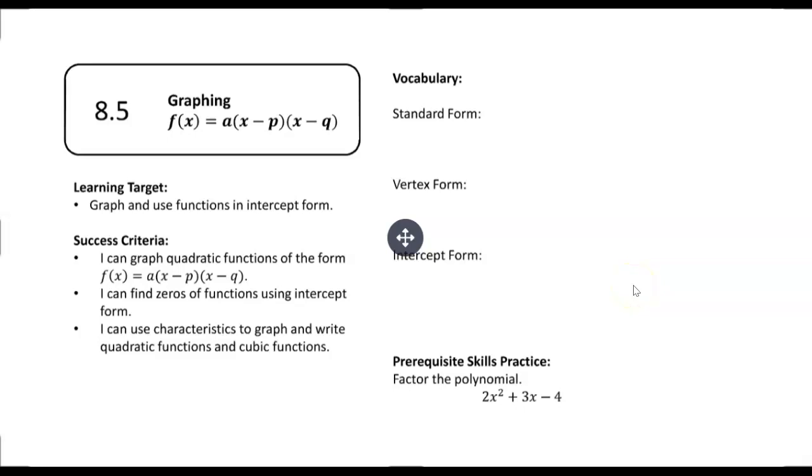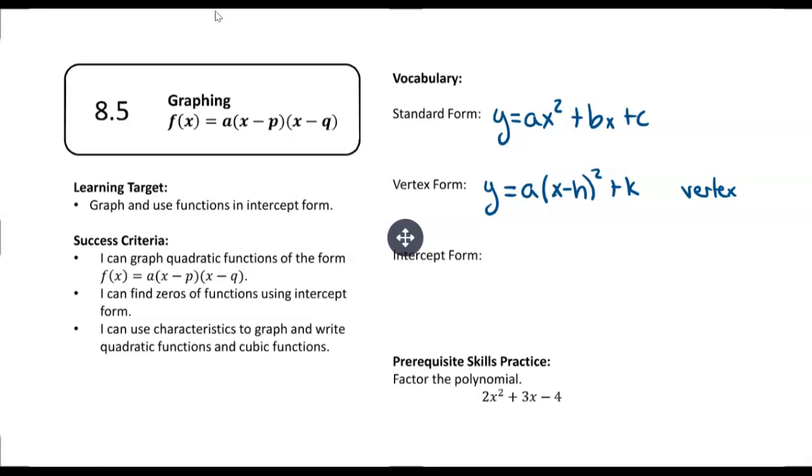Okay, in this video, we are going to be graphing quadratics in intercept form. So as a quick review, standard form of a quadratic is y equals ax squared plus bx plus c. Vertex form is y equals a, and then in parentheses, x minus h squared plus k. Keep in mind that your vertex is (h, k).